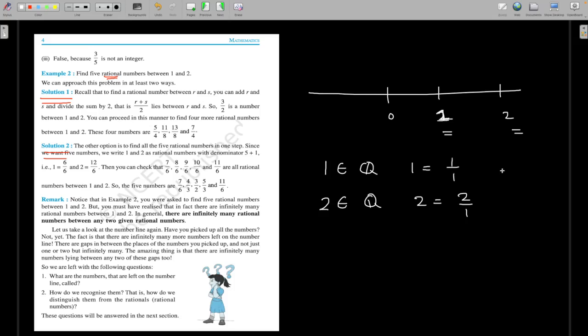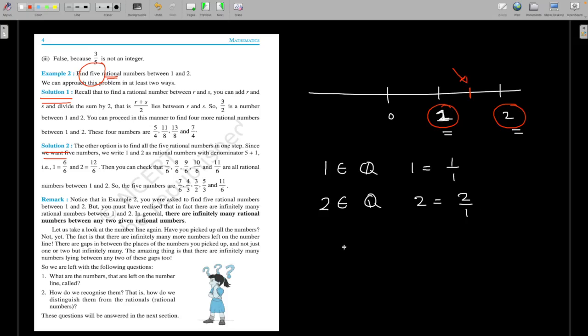Now in between these two rational numbers, can you insert 5 rational numbers? I want to make it clear up front that there's nothing special about 5. We can use the same method that we're going to learn here to insert as many rational numbers in between 1 and 2 as we like. But anyway, here's the first method. Consider a number which is exactly between 1 and 2. Now to find the number exactly between 1 and 2, you take the average of 1 and 2.